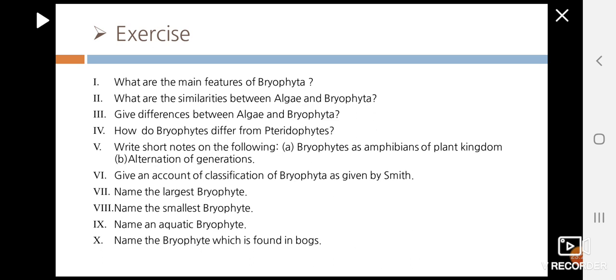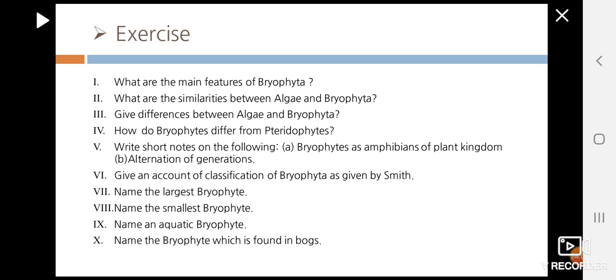So for bryophytes as amphibians of the plant kingdom, you can give the adaptations to live on land, as well as that they require water for dehiscence of antheridium, then movement of antherozoids into the neck, so that means fertilization requires the presence of water. And you can discuss a flow chart to explain the alternation of generations.